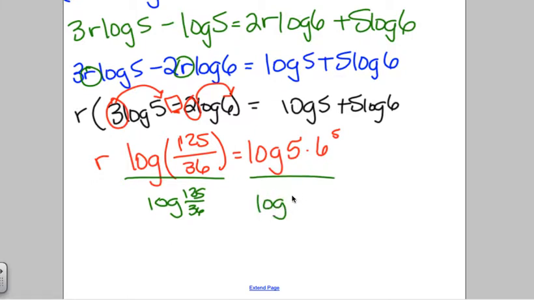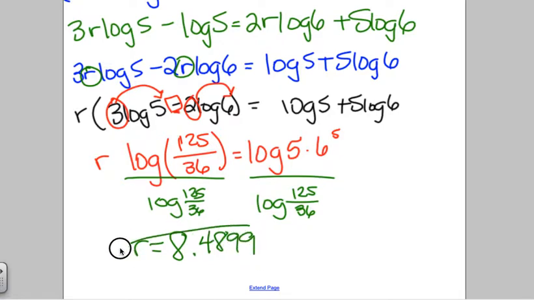Now, I would plug this into my calculator, and what I get when I plug that in my calculator is r equals log of 5 times 6 to the 5th divided by log of 125 over 36. And I get 8.4899. And that's my answer.